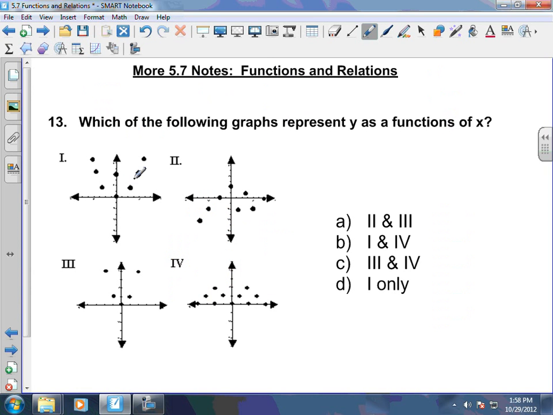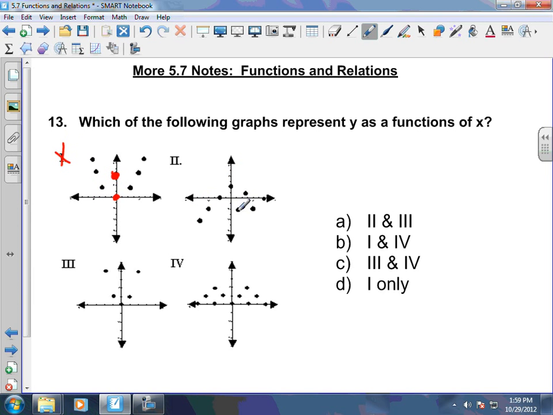So now we get here to these dots. And I want to know which graph or graphs represent y as a function of x. Well, look at graph number 1. Here and here, are these the same x value? Yes, this is both x is 0. Not a function, because they're stacked on top of each other. If you have two dots stacked on top of each other, not a function.